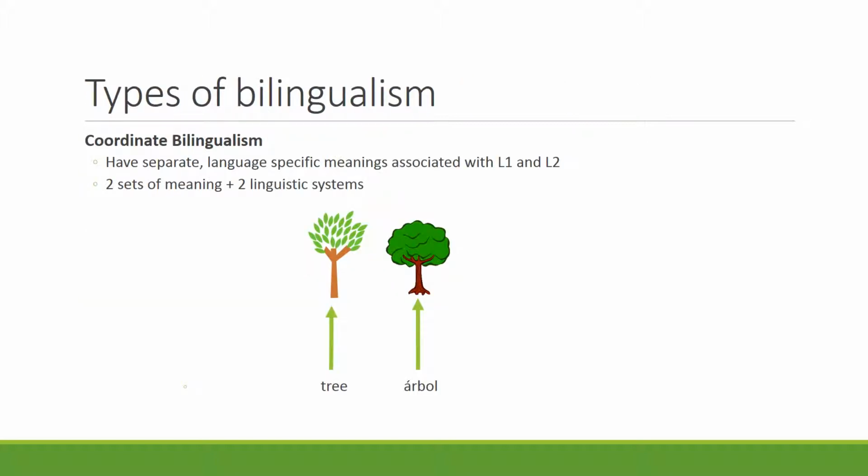All right, so there are several different types of bilingualism, and the first that we're going to talk about is coordinate bilingualism. Coordinate bilingualism occurs when you have separate language-specific meanings associated with your native and your second language. So you have two sets of meaning and two different linguistic systems. This is typically the case when you have people who function in two very different environments where two different languages are used.